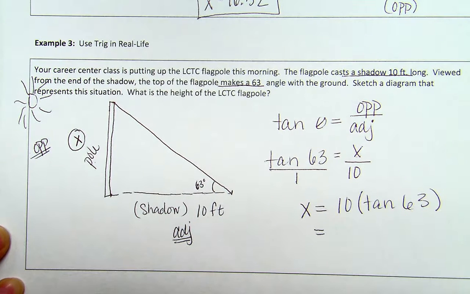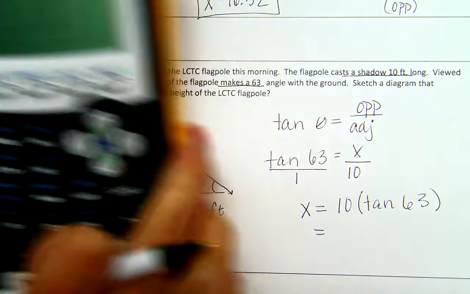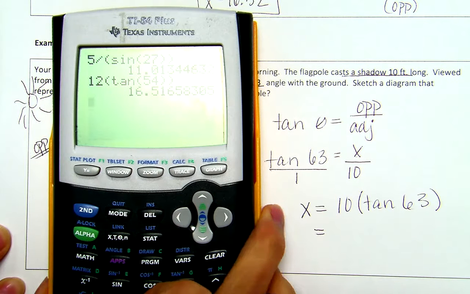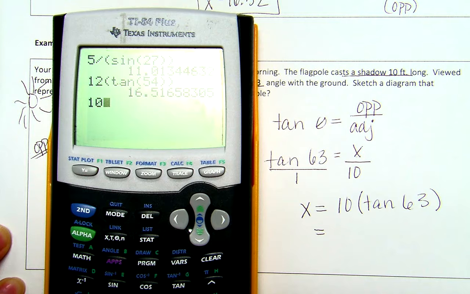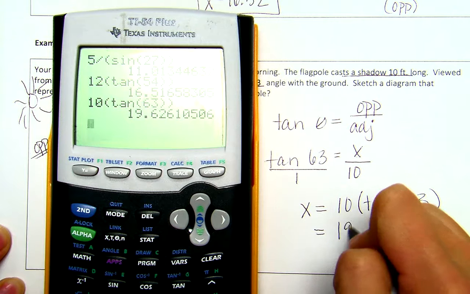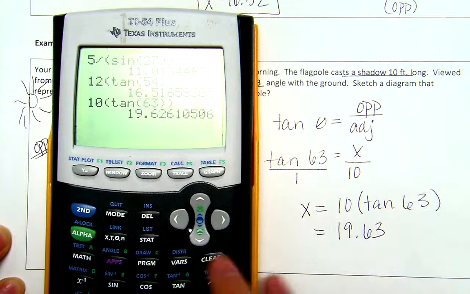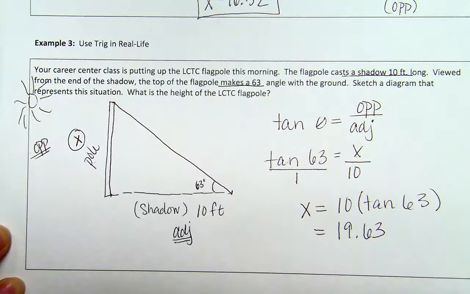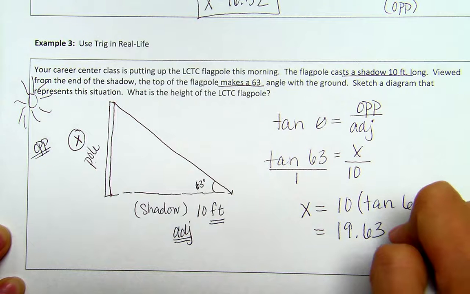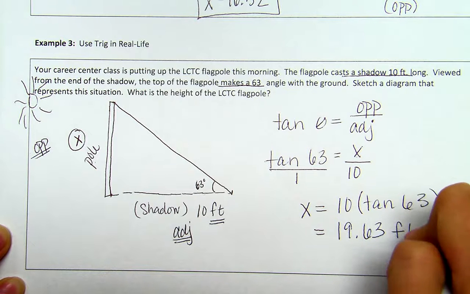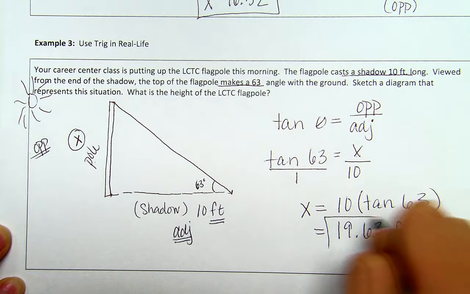If we plug that into our calculator, 10 times the tangent of 63 degrees gives me roughly 19.63. And since we're dealing with a real life situation, we're going to need our units. So since we're dealing with a shadow that is 10 feet long, we're dealing with the height of a pole that is going to be 19.63 feet high.